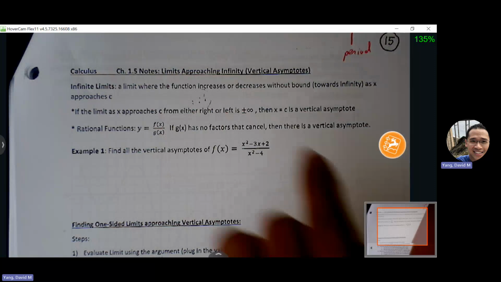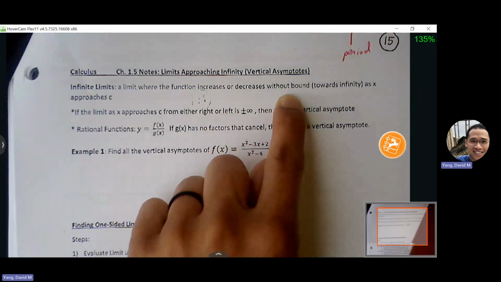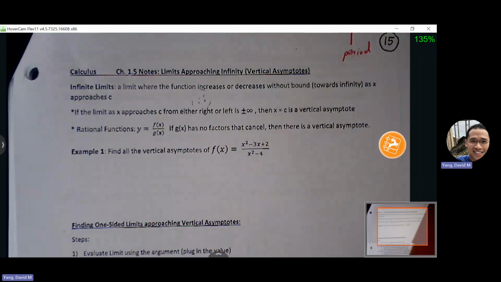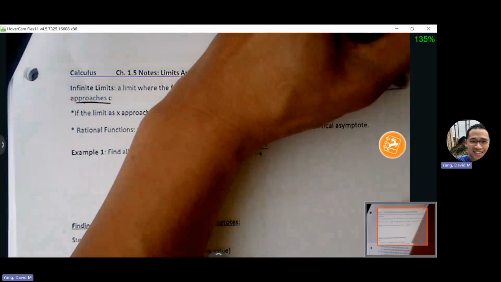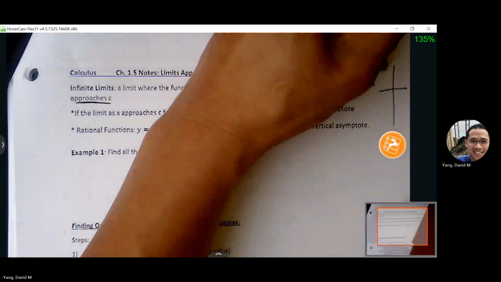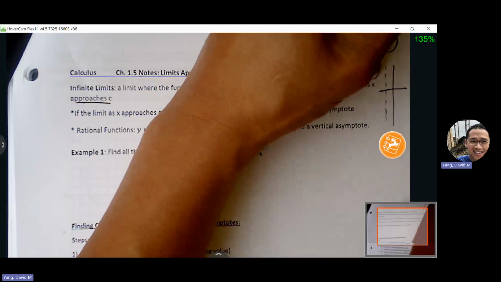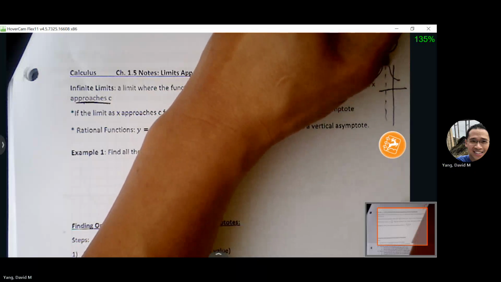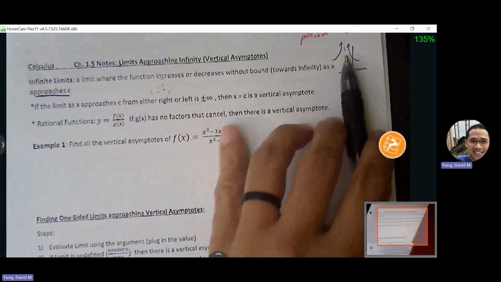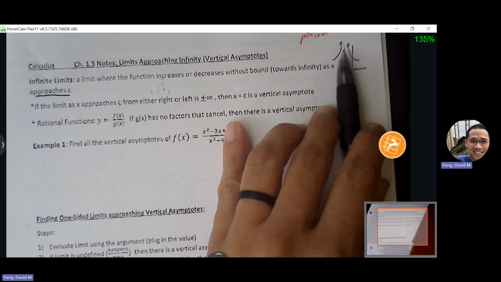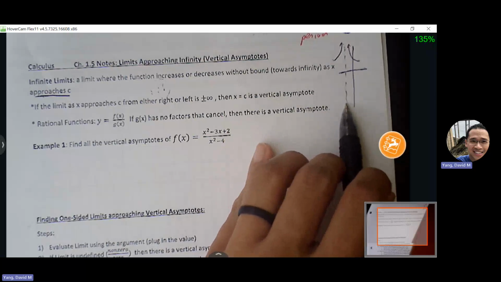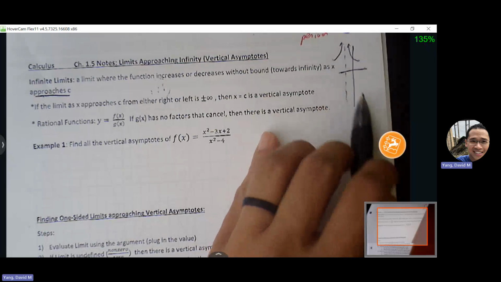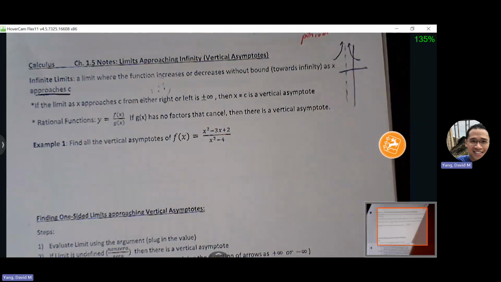So an infinite limit is a limit where the function increases or decreases without bound towards infinity as x approaches c. So that means we're approaching a real number, but the y value is headed towards infinity. So there are 4 different variations. The branches can be both going up, or both going down, or one going up and the other going down, or one going down and the other going up.